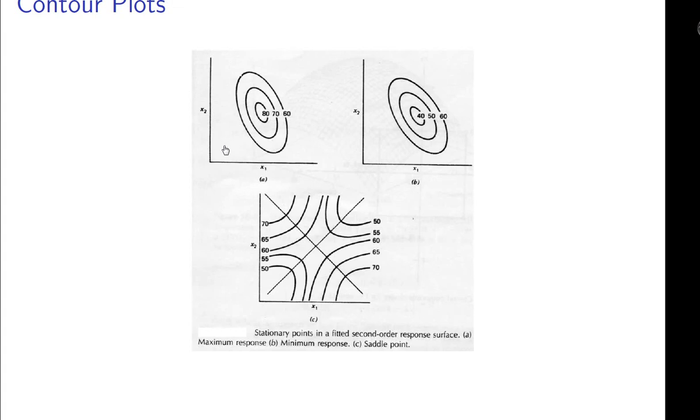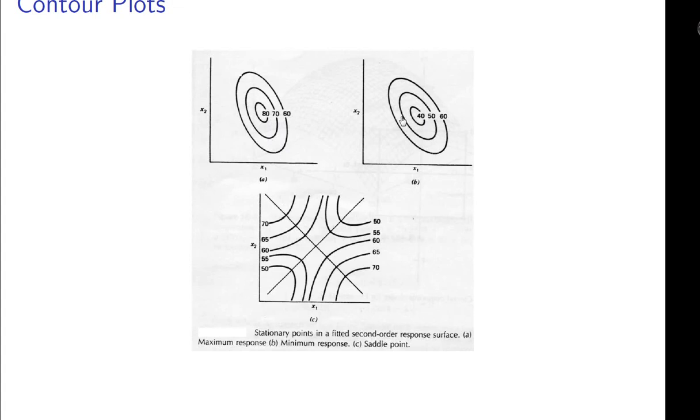So picture A, which is up on the top on the left, shows a maximum response. The value of the response on the outer is 60, the second 70, and the innermost is 80. So you know by looking at this set of contour plots, if I travel in a direction toward the center, I'm traveling toward the maximum. This is minimum response. So I go 60, 50, 40, and traveling in the same direction would lead me toward the minimum.